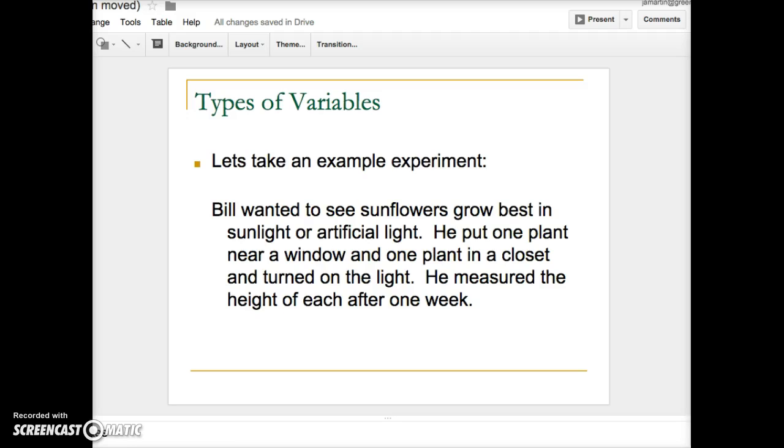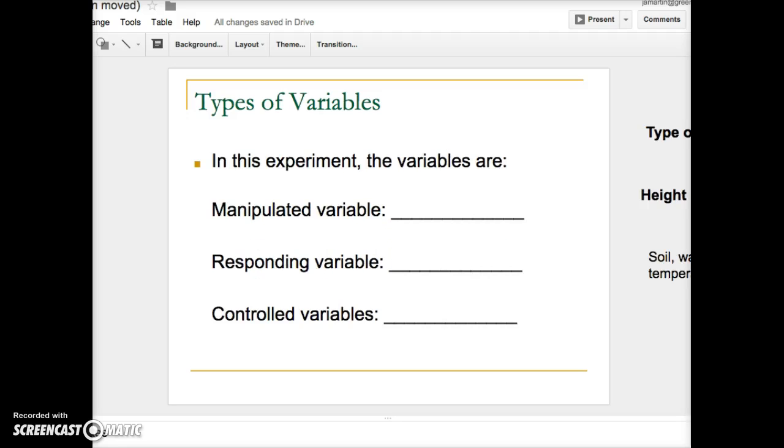All right, let's take an example experiment. Bill wanted to see if sunflowers grow best in sunlight or artificial light. He put one plant near the classroom window, and then he put a plant in our little closet. And so he's going to measure the height of each next week.